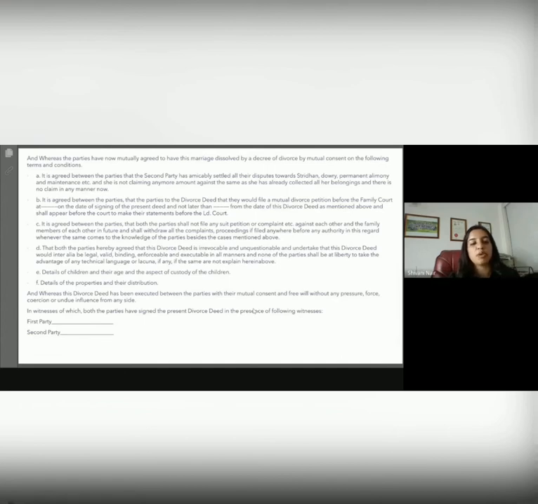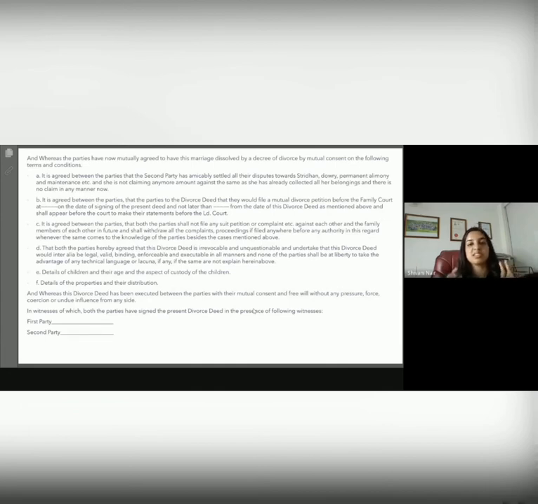Then the details of the properties and their distribution. For instance, party A, the husband, has one property, one house, and the wife has one car of her own. The division of the property and the assets, and the distribution, would be mentioned in this deed. Then finally comes: whereas this divorce deed has been executed between the parties with their mutual consent and free will, without any pressure, force, coercion, or undue influence from any side.